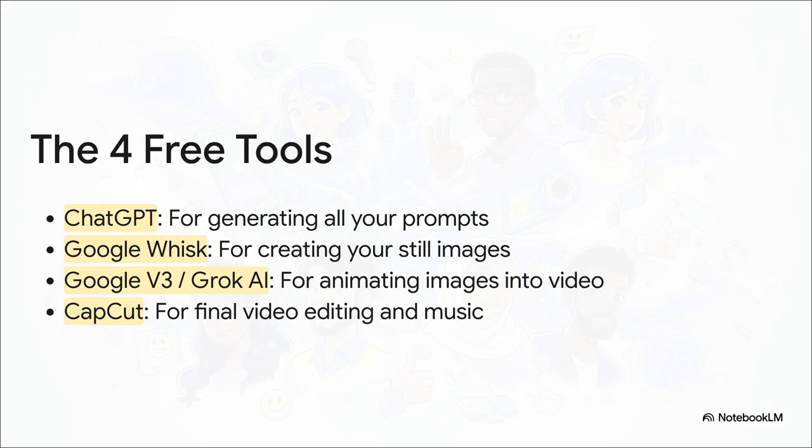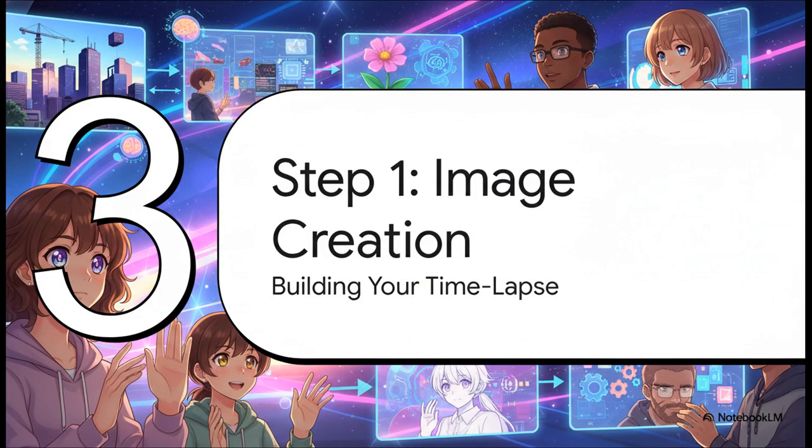So here's your 4-part toolkit. First, we're going to use ChatGPT as our creative assistant to cook up all the text prompts we need. Next, we'll use a free tool called Google Whisk to actually make our still images. Then, to make those images move, we've got 2 awesome free options, Google V3 or Grok AI. And finally, we'll use CapCut, which you probably already have on your phone, to put it all together with music. All right, let's get our hands dirty.